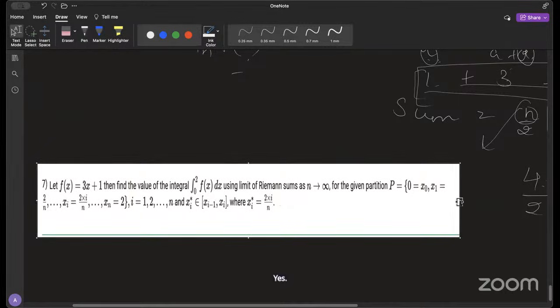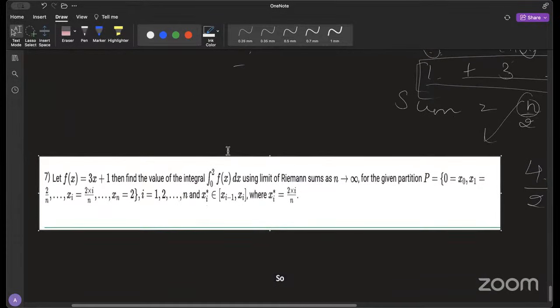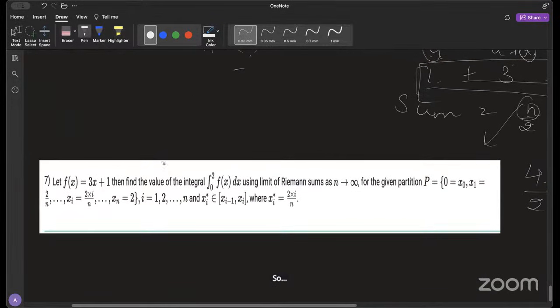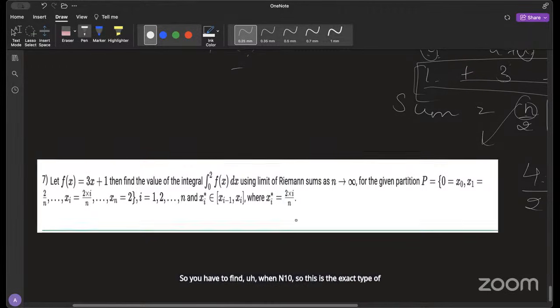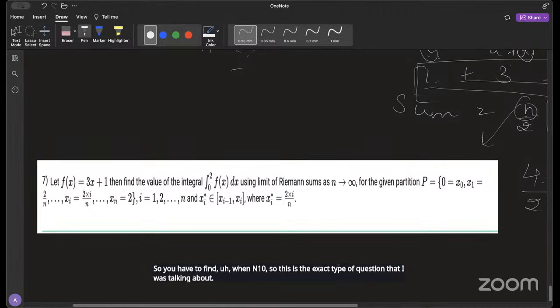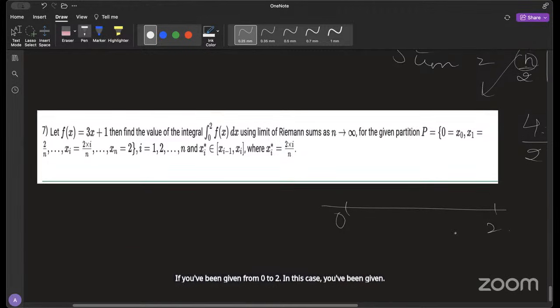Okay, this is one of the questions from your activities. Let's do this one. So you have to find the limit when n tends to infinity, and this is the exact type of question I was talking about. In this case, you've been given the interval from 0 to 2, and the sub-intervals are 0 to 2 by n.